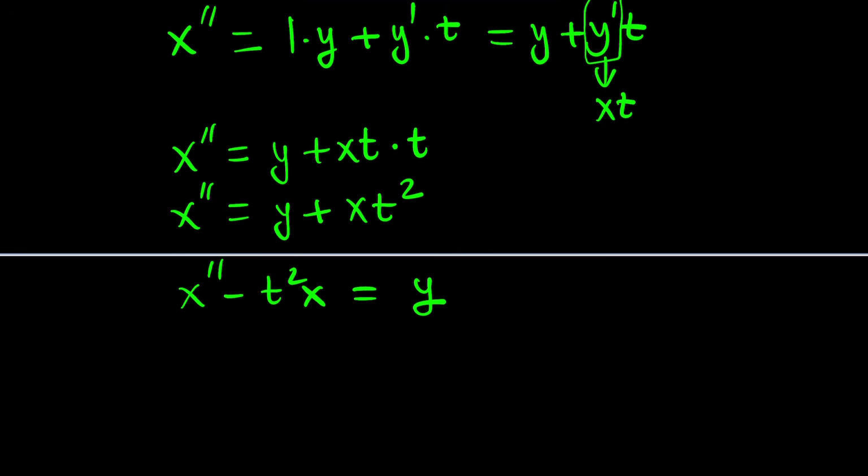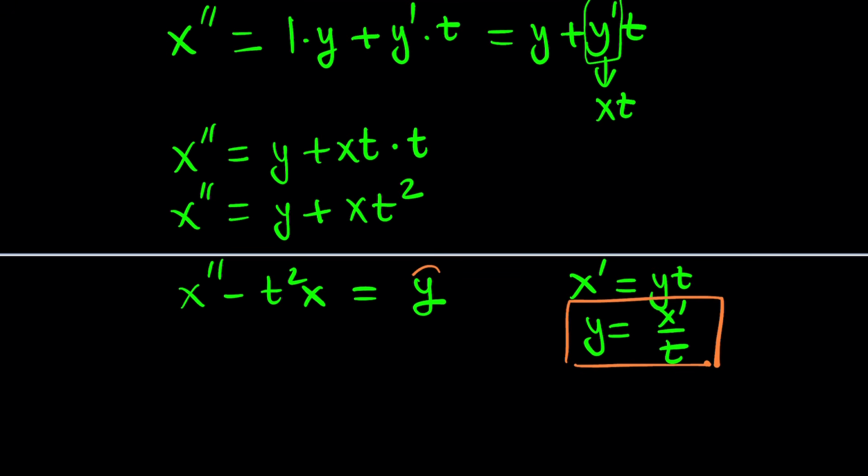Well, we know that x prime is equal to ty, right? But we don't have x prime in this equation, and we do need y from here. So since x prime is equal to yt, y becomes x prime divided by t. So we're using substitution a lot. Isn't that fun? We're going to take this and replace this y with that. x double prime minus t squared x equals y, which is x prime divided by t. And guess what happens? Everything is expressed in terms of x.